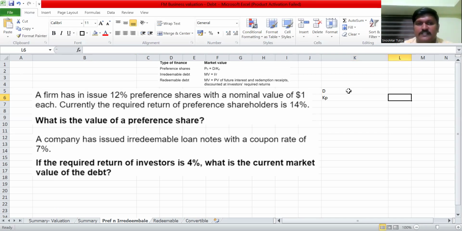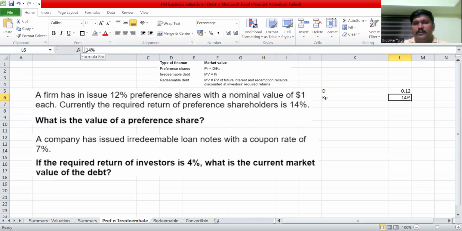Cost of preference shares is the required return of the preference shareholders. That is now 14%. Now what is the dividend? You need to calculate it: 12% is the dividend, and 12% on the nominal value. So $1 multiplied by 12% is your dividend. So just putting in the equals sign over here, 0.12 is your dividend.